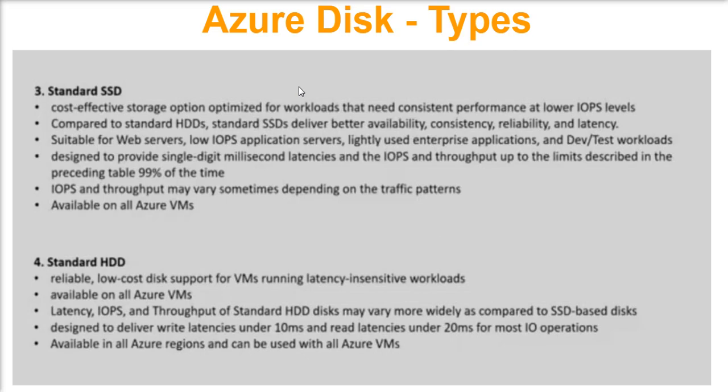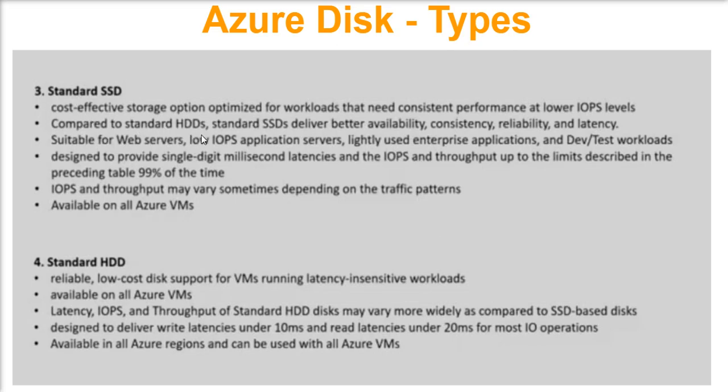Standard SSD is a cost effective storage option optimized for workloads that need consistent performance at lower IOPS level. So whenever you need high IOPS level, you will use Ultra Disk or Premium SSD. Whenever you want lower IOPS level but consistent performance for optimized workloads, and also you need a cost effective solution, in that case you can use standard SSD.